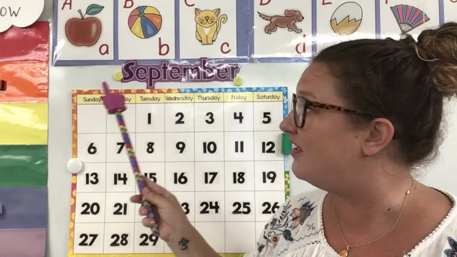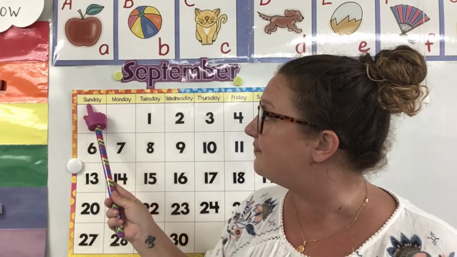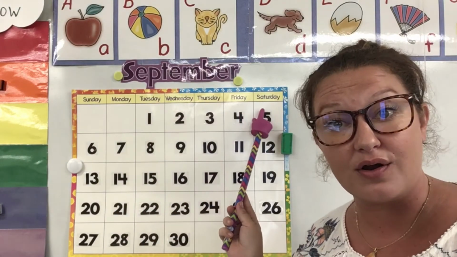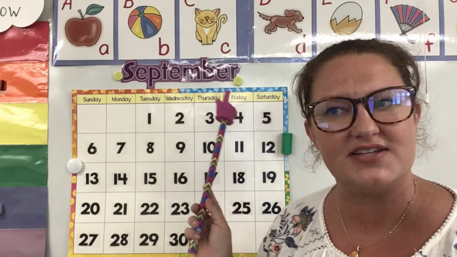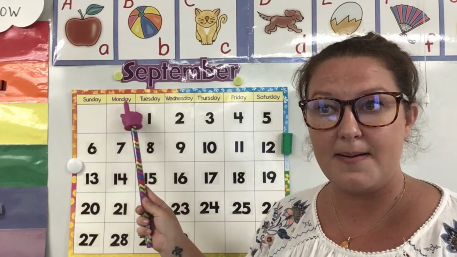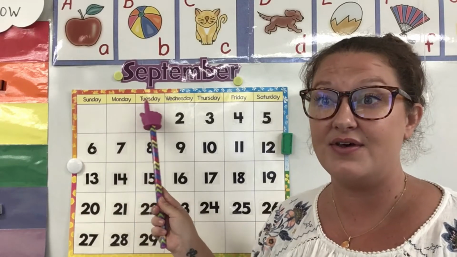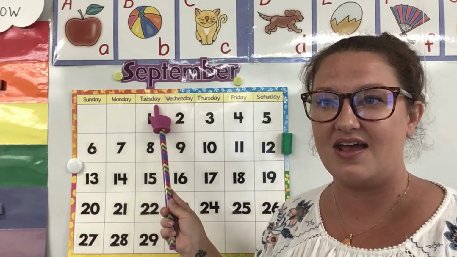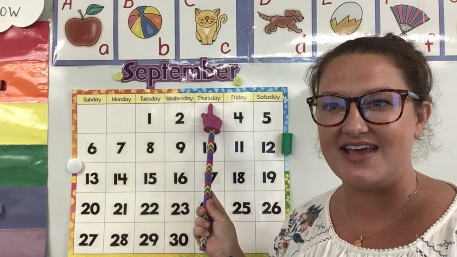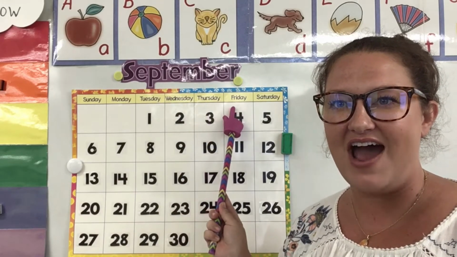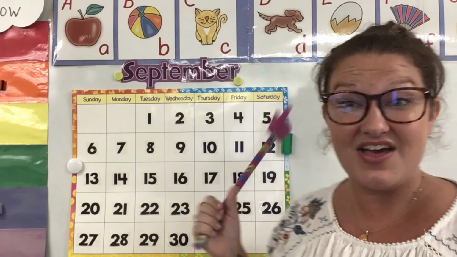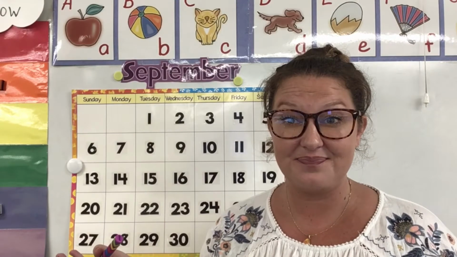Underneath the month, you'll find the days of the week. And these days will always be in the same order. Let's read them one time. Sunday, Monday, Tuesday, Wednesday, Thursday, Friday, Saturday. Those are the days of the week.